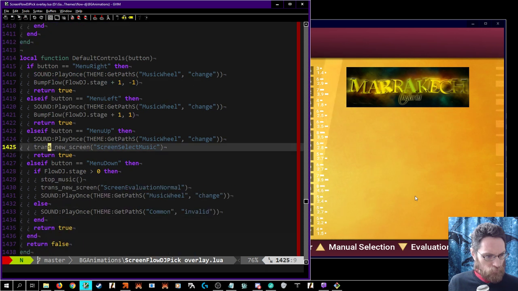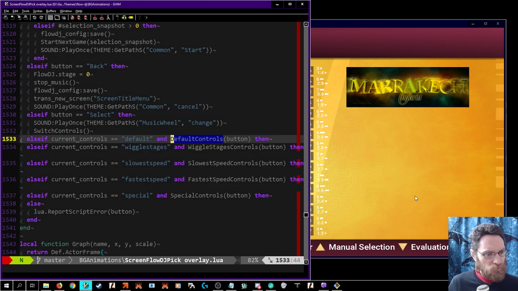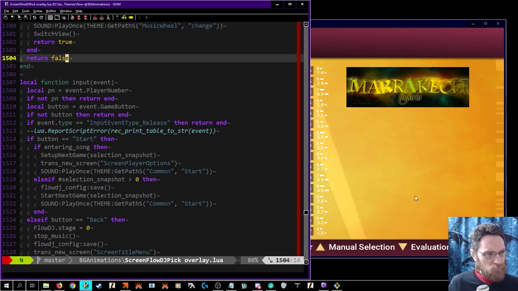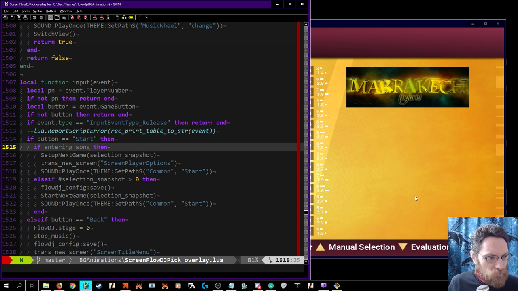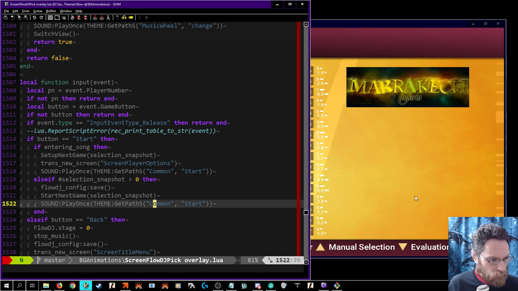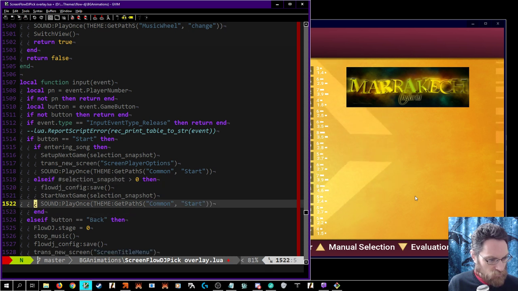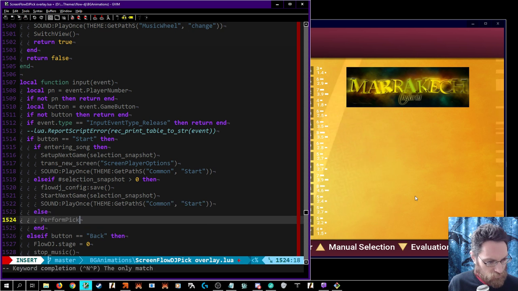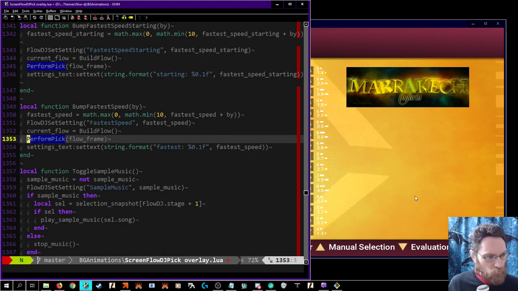Bump flow, bump flow. Trans new screen. Menu down. So it's not that. Input. If entering song, then go to there. Else, if it's greater than zero. Aha, if it's greater than zero. And that's our only condition. Now, did that need a parameter? Flow frame.